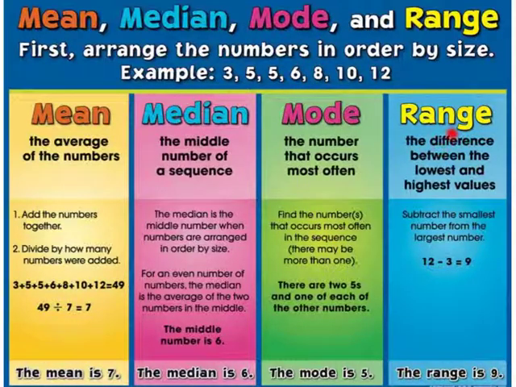Okay, and then range is really easy to find. It is the difference in the highest number and the lowest number. So you take the highest number, 12, subtract 3, then your range would be 9.